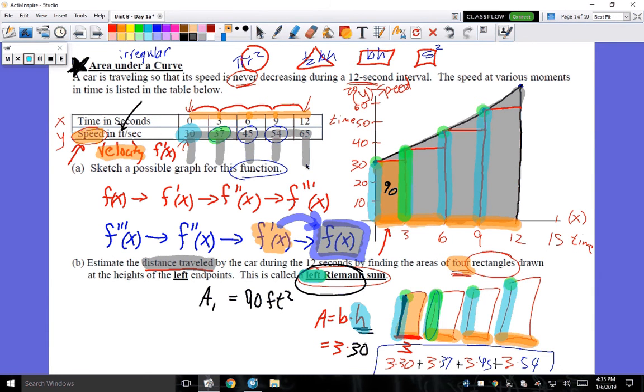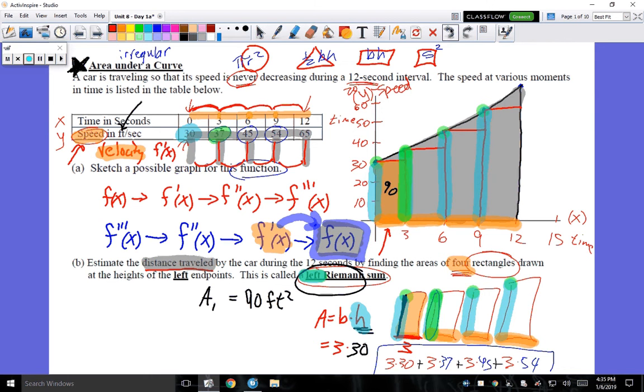Okay, so you see the jumps like we did before, the jumps of 3 are the bases. And then the heights will come from 30, 37, 45, and 54, if and only if it's left Riemann sum. If we were looking at a right Riemann sum, we would choose the furthest 4 right sides. And there we would use 37, 45, 54, and 65. And we're going to see what that looks like here in just a bit.